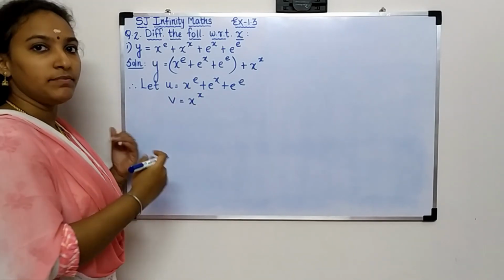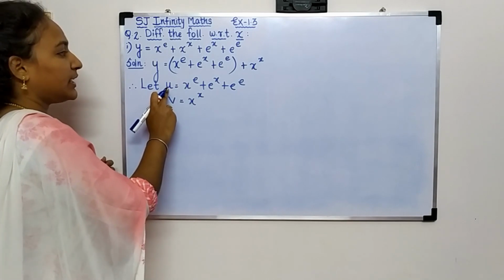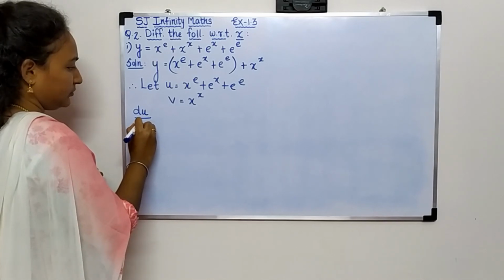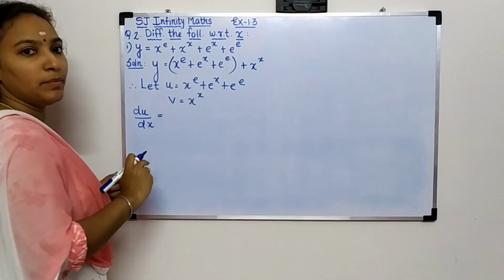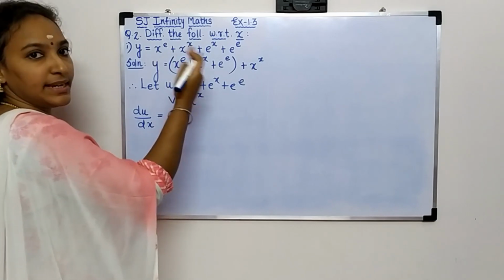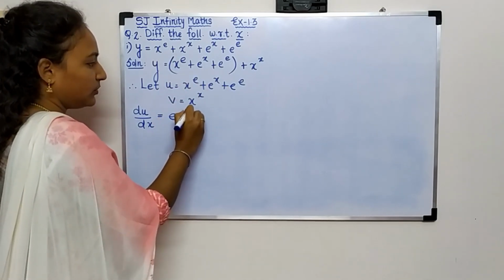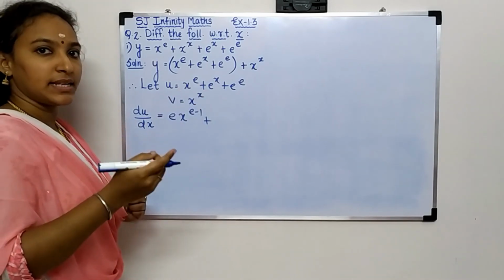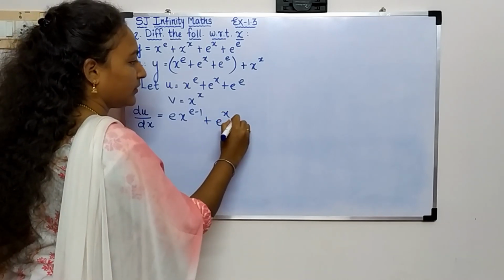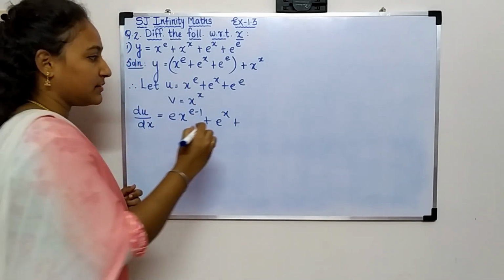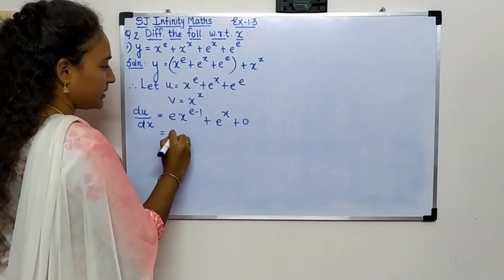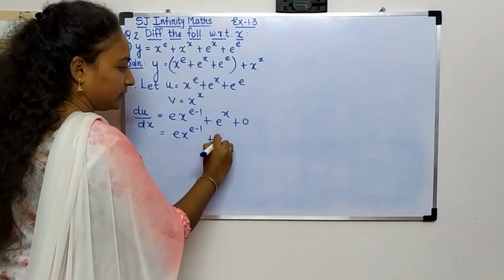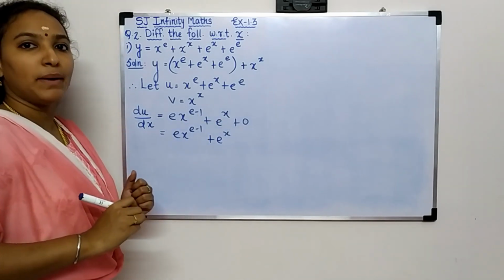Now we can differentiate them separately. Let us differentiate u first. du by dx: the derivative of x raised to e is e into x raised to e minus 1, plus the derivative of e power x is e power x, and the derivative of e power e is 0. So this becomes e into x raised to e minus 1 plus e power x. So du by dx part is done.